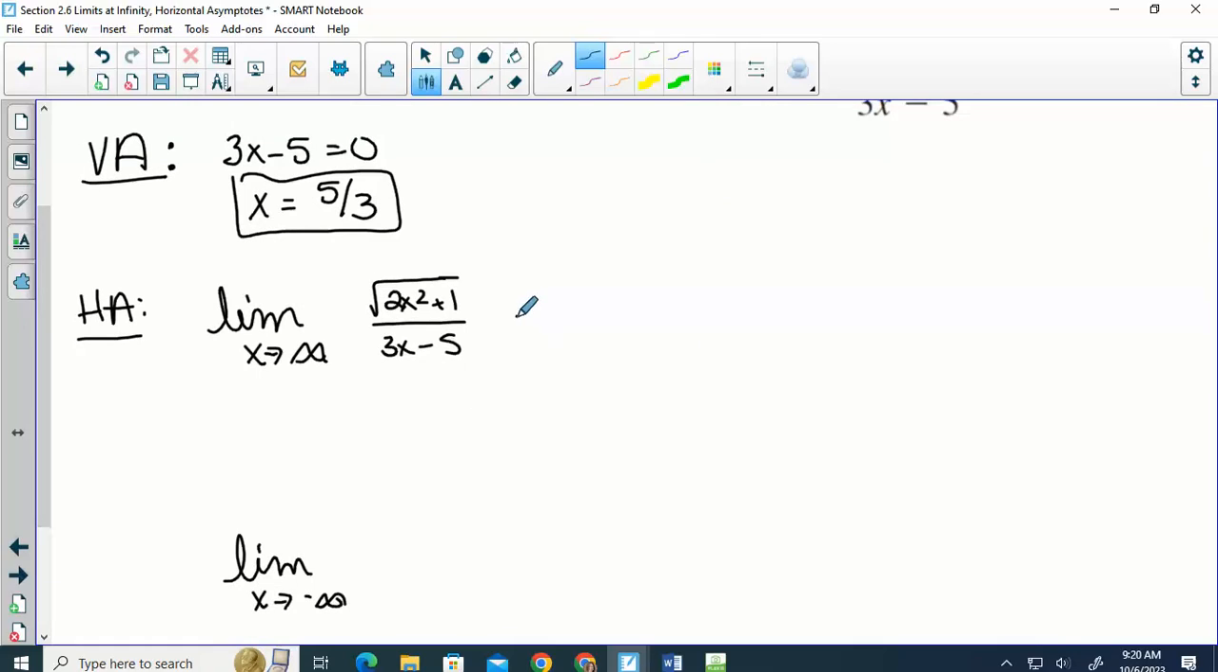All right, if I just try to plug in infinities now, I have the square root of 2 times infinity squared plus 1 over 3 times infinity minus 5. Do we have any hopes of making sense of that? No. So we have to pick out our highest power of x. Now let's think about this. On the top, we have an x squared, but it's under a square root. So that's the same thing as an x. The bottom is an x. So my highest power is just x. So what we're going to do is multiply by 1 over x on top and bottom.